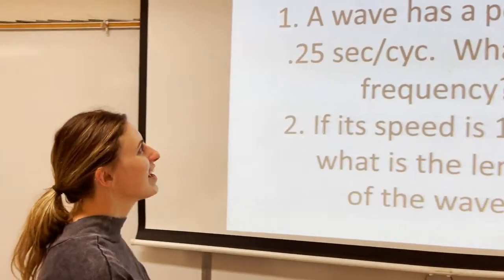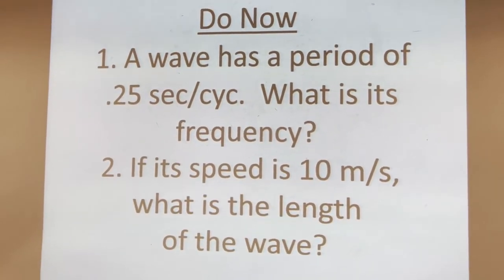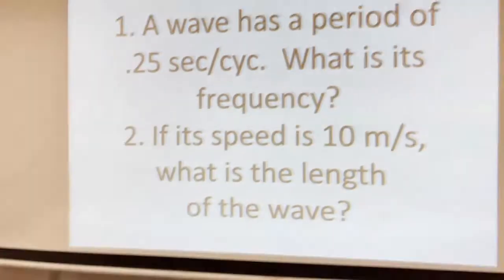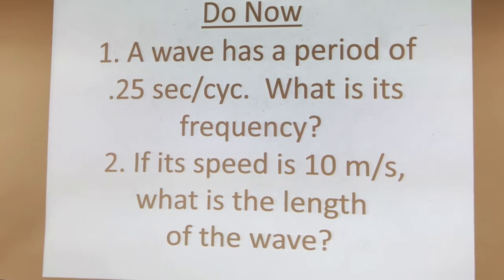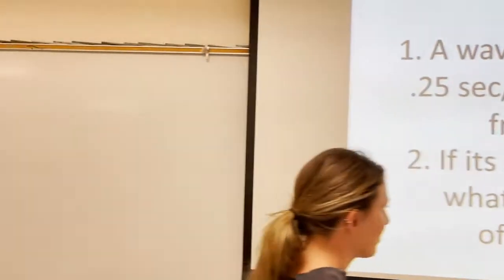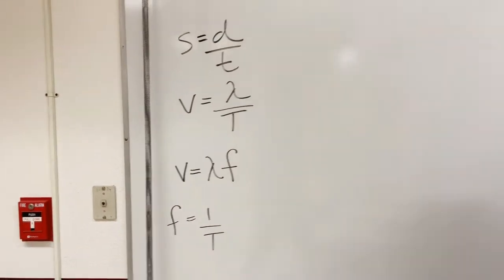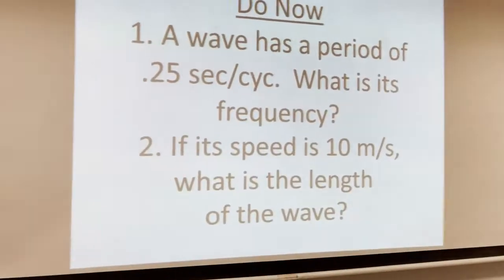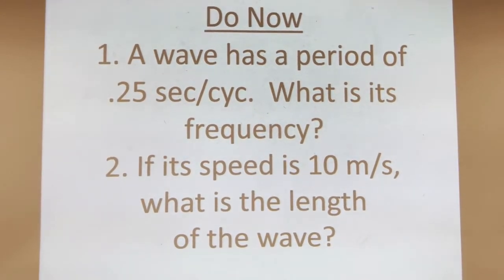Okay, so do this now. A wave has a period of 0.25 cycles per second. What is the frequency? And then, if its speed is 10 meters per second, what is the length of the wave? The wavelength. Okay, here's our equations. Give it a try. Pause the video. Do this now. And we're back.